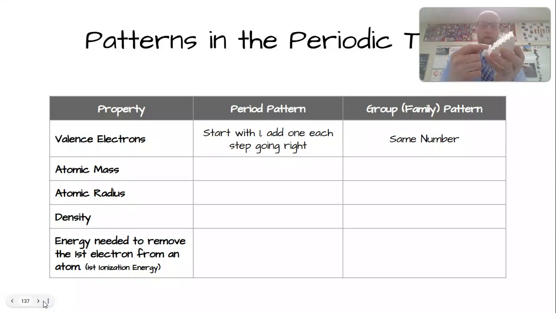Start with 1, then we get 2, skip over the transition metals in the middle, 3, 4, 5, 6, 7, and then 8 for the noble gases, except for helium. Helium only has 2 because its first level is filled up with 2. That's the pattern with valence electrons. Everybody in the same family has the same number of valence electrons.